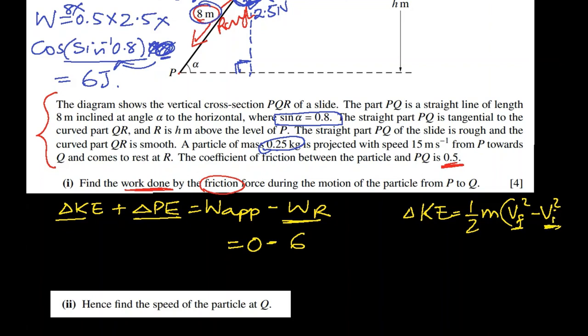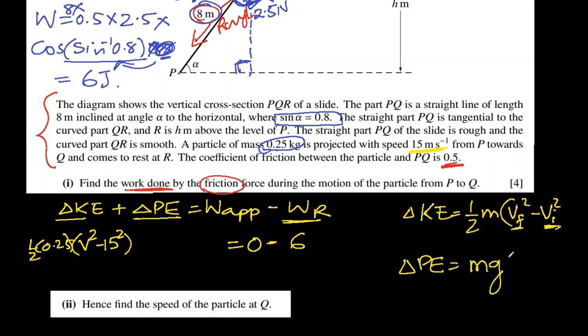So initial velocity is 15 meters per second. They have given already 15 meters per second. Can you see here? This is 15 meters per second. And final velocity they are asking. So this is what we need to write here now. Half m. M is 0.25, the mass of the particle. Velocity final we don't know. I'll just write v here minus initial velocity is 15. We know this. Similarly, potential energy.